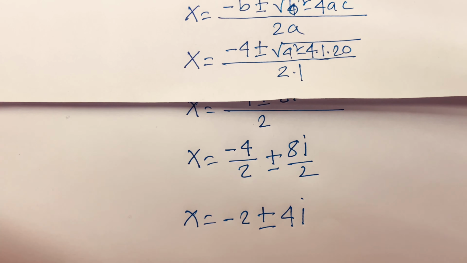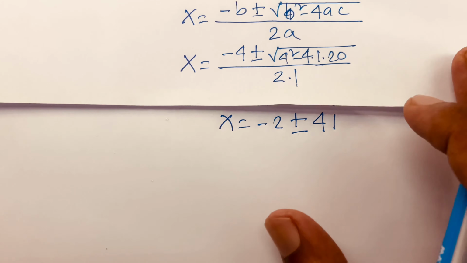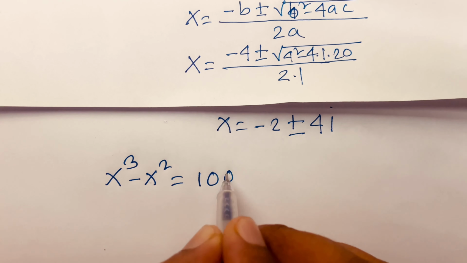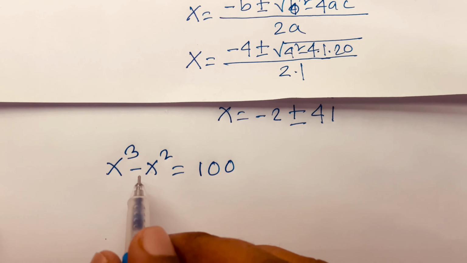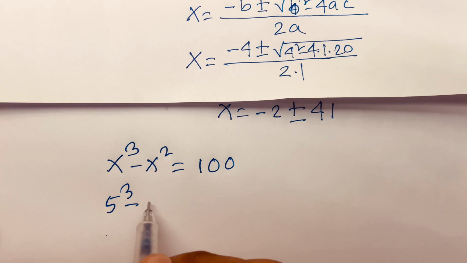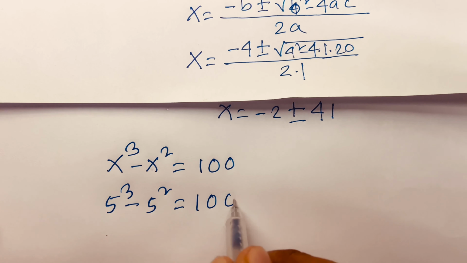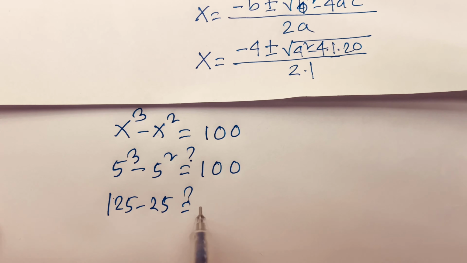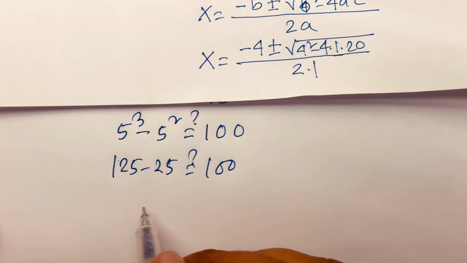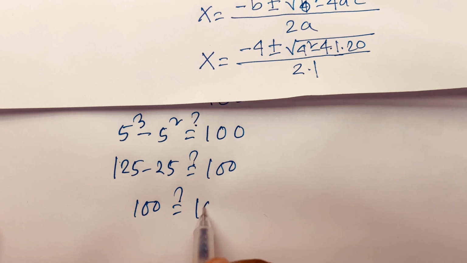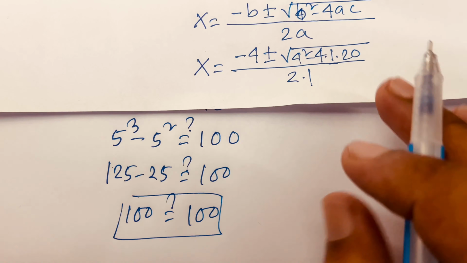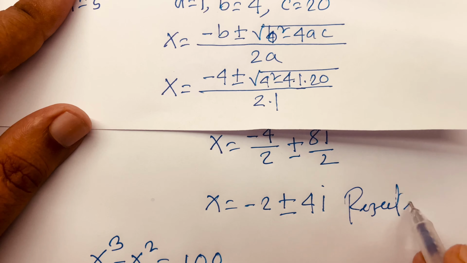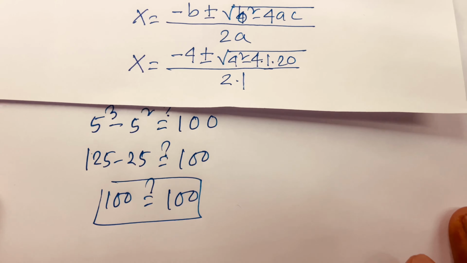So it is the imaginary part. Our equation is x to the power 3 minus x square is equal to 100. So we found the value of x is equal to 5. So I can say 5 cube minus 5 square is equal to 100. Then it will be 125 minus 25 is equal to 100. So I can say easily 100 is equal to 100. So this is the imaginary part, it is rejected. So our final answer is x is equal to 5.